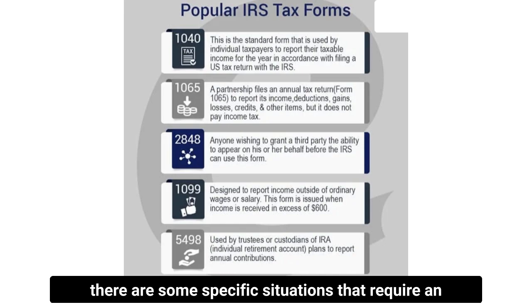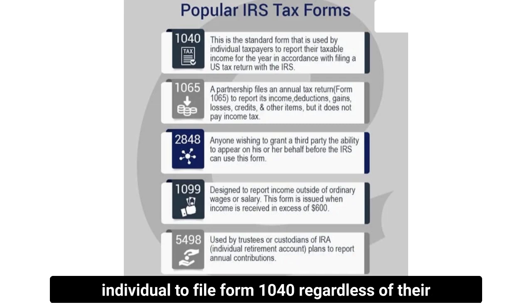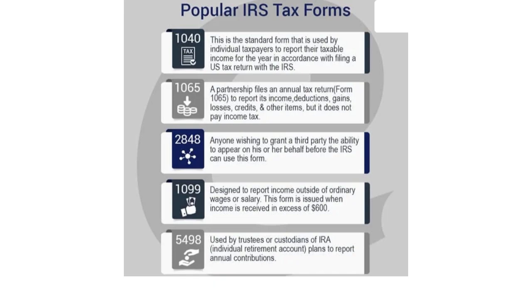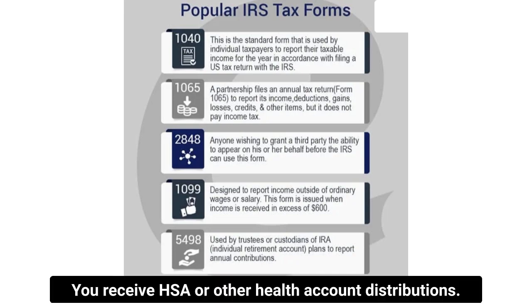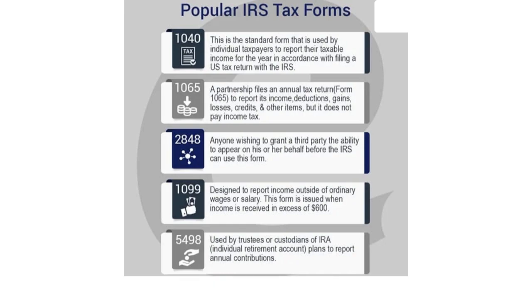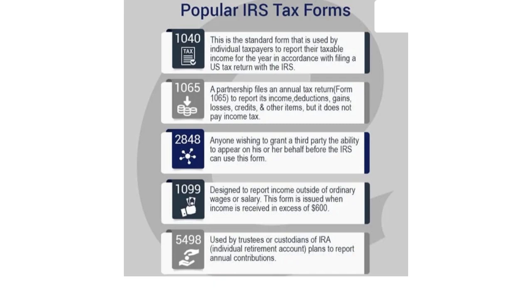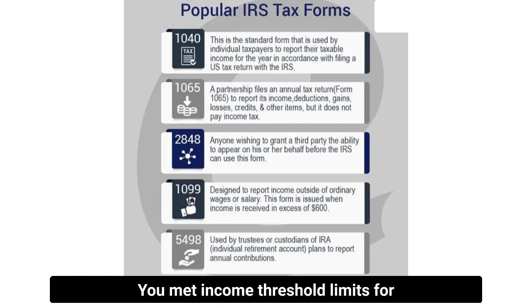Last, there are some specific situations that require an individual to file Form 1040, regardless of their income or dependency status. Some of those situations include, but are not limited to: you owe additional special taxes such as alternative minimum tax. You receive HSA or other health account distributions. You had net earnings from self-employment of at least $400. You met income threshold limits for wages earned from a church.